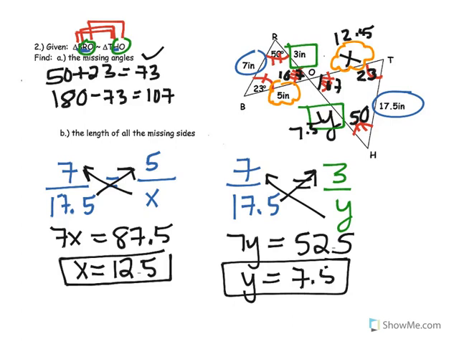So the quickest method to find all the missing angles is to match them up and use congruent angles, and then to find missing sides is to set up my proportions.